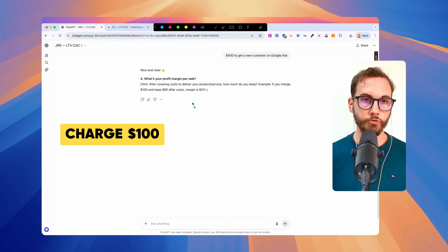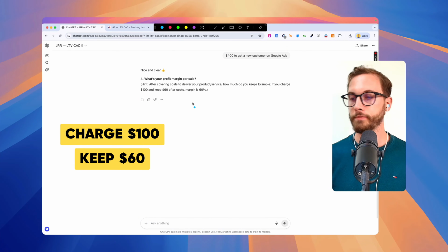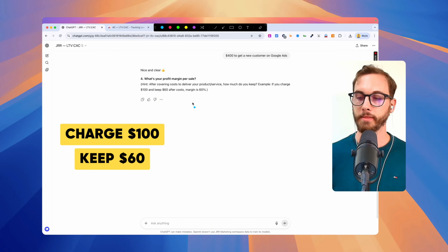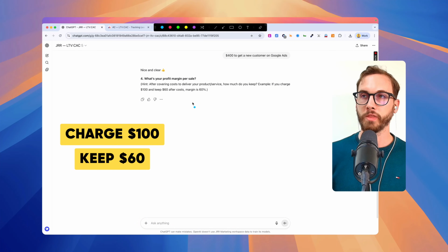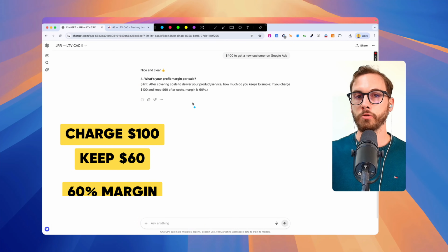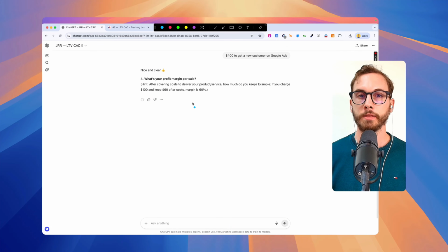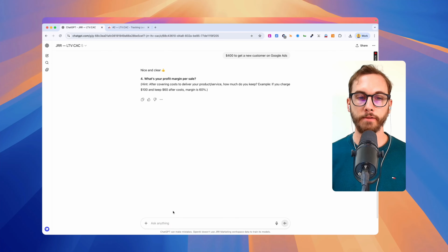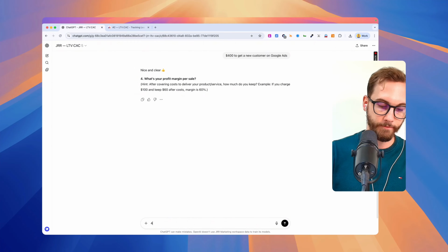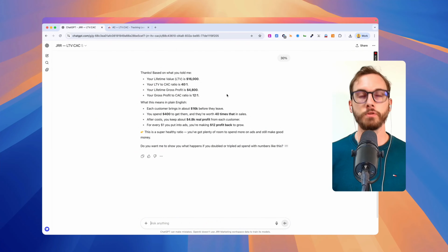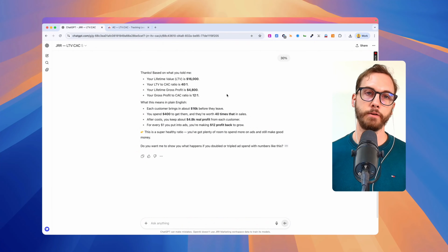And then what's your profit margin per sale? So if you charge $100 and you keep $60 after all costs and everything done, and that's what you get to keep at the end of the day, without the tax man coming yet, then your margin would be 60%, or 60% gross margins, right? This is not net margins. This is not after tax or anything like that. So let's say, for example, our profit margin would be 40% or 30%. Let's say 30%.